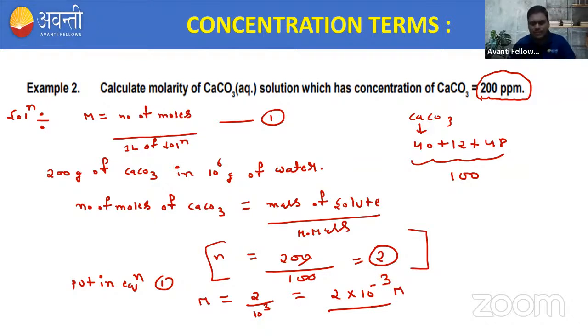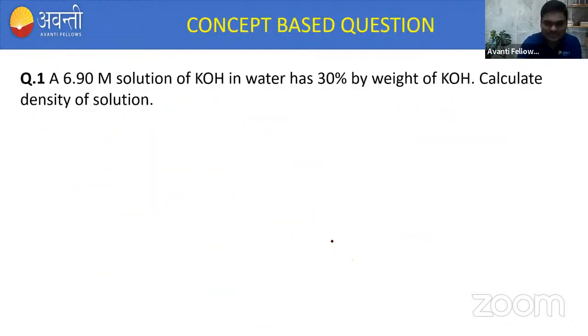Did everyone understand till here? Anyone having any kind of doubt? You can ask. Is it clear to everyone so far? How will you calculate the molarity of the CaCO3 in the solution which has a concentration of CaCO3 200 ppm? Is it clear to everyone? Right? Okay. Now, let's move to the next thing.